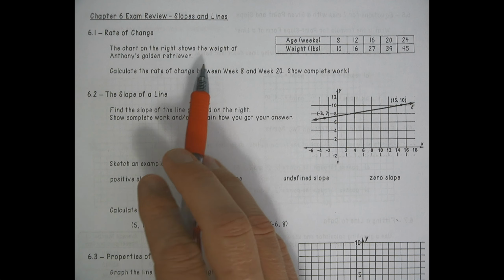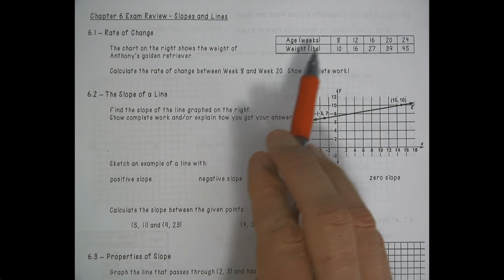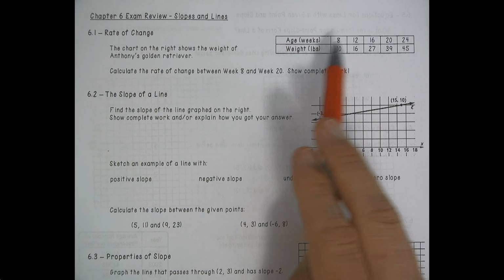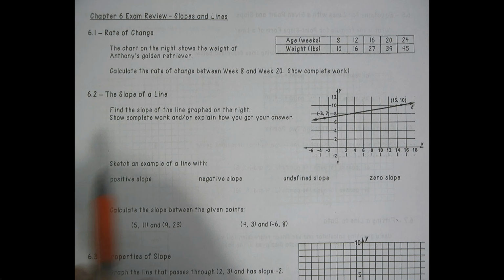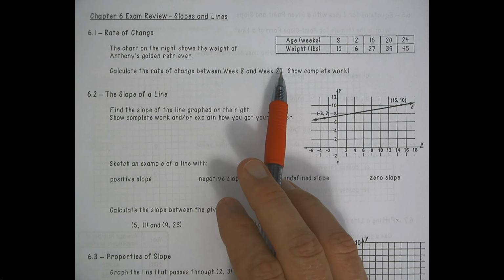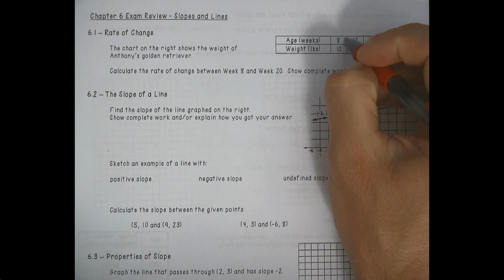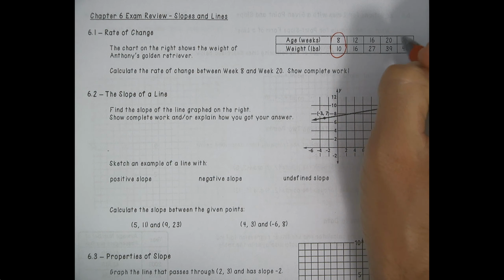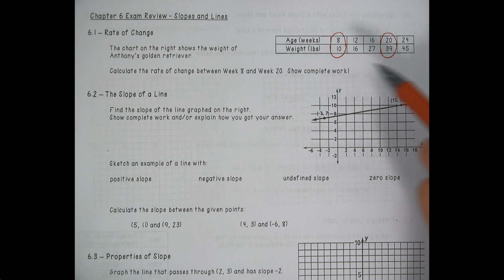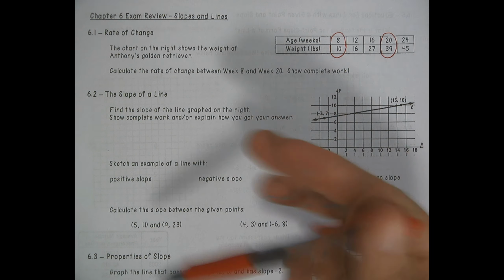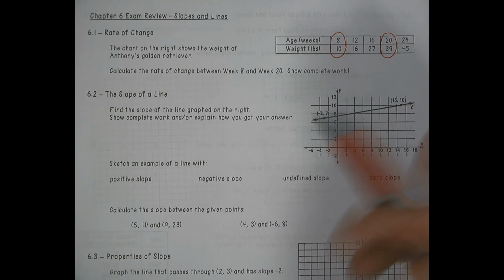The chart on the right shows the weight of Anthony's golden retriever as time passes. Clearly, it gets heavier and bigger as time passes. We're going to calculate the rate of change between week 8 and week 20. So we are specifically looking at what was the rate of change between these two marks right here, week 8 and week 20. Now think about when you answer this question, you're going to be talking about how much it's changed per something. That's what a rate of change sounds like, per something.